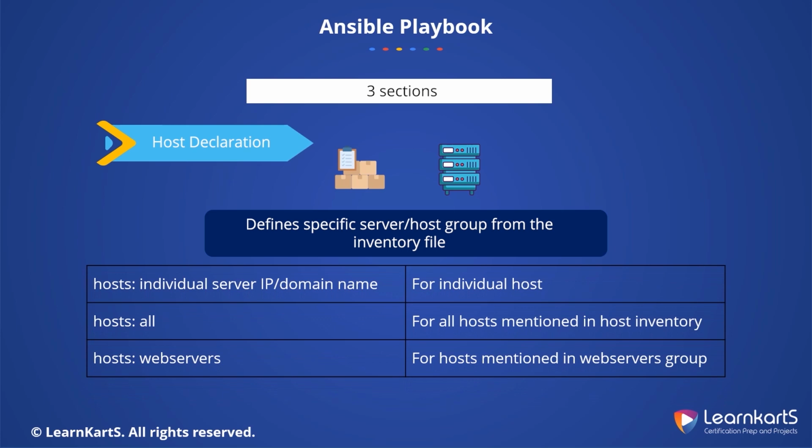But if you want to reach out to a certain group of hosts, then you can give the corresponding group host value. For example, web servers we are using over here. If you're reaching out to all the servers, then you can give the host value as all. So it will pick up all the grouped and ungrouped hosts from the inventory file, and it will try to connect to each and every server. So depending on the host value, you are defining to the playbook file where these tasks should be executed.